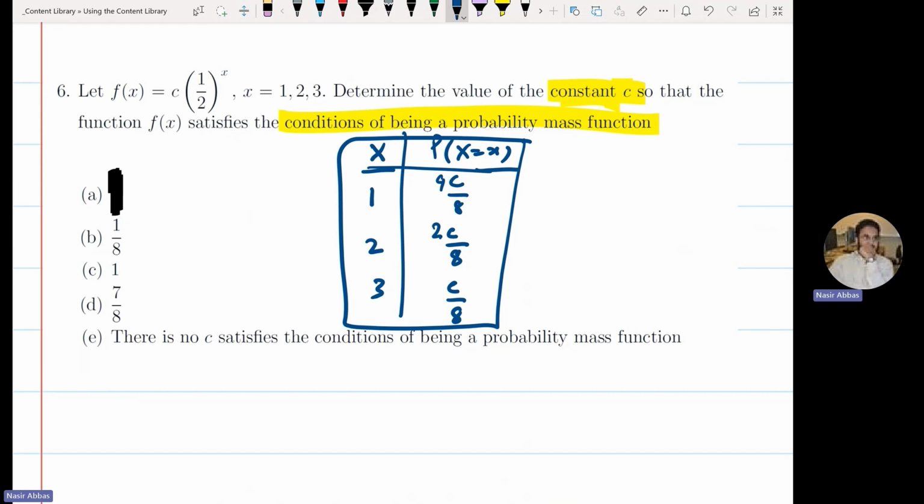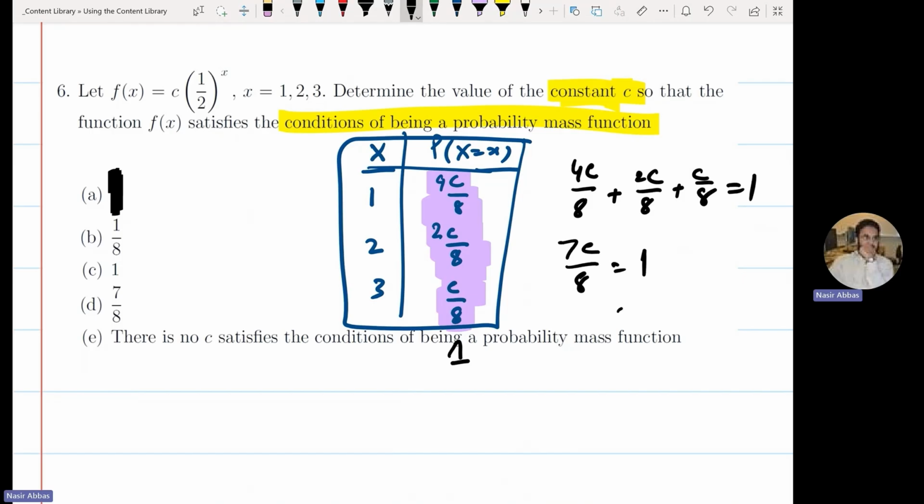Now, the property of a mass function says that the sum of these values should be 1. The total should be 1. So add these values: 4c over 8 plus 2c over 8 plus c over 8 equals 1, and solve this equation for c. So this is 4 plus 2 plus 1, 7c over 8 equals 1, and c will be 8 over 7. So now I unhide the answer for you, which is 8 over 7. Any question from this? I think this is from the term 233 exam.